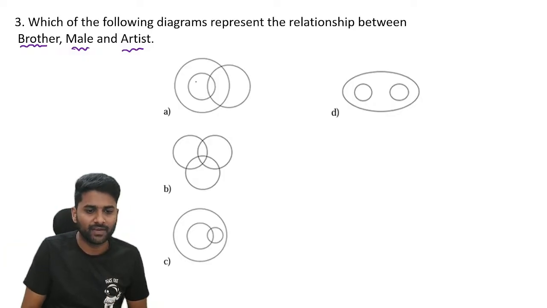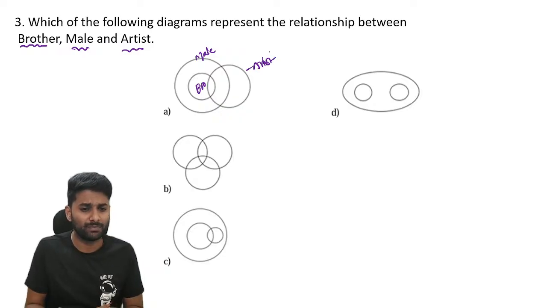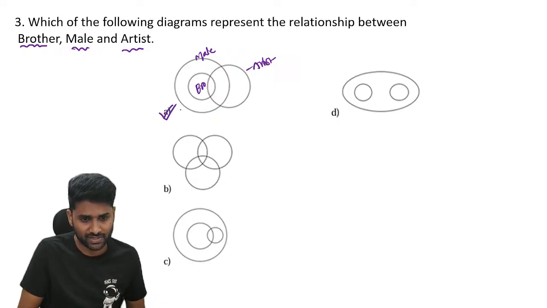Yes, very good. We can conclude that brother is inside the male circle. So all brothers are males. All brothers are males, and we can say that some brothers can be artists. So don't conclude that all brothers are artists. We cannot conclude it, we don't have any proper information. So we can conclude in this way: some males are artists, some brothers are artists, all brothers are male. The perfect diagram for this question is A.